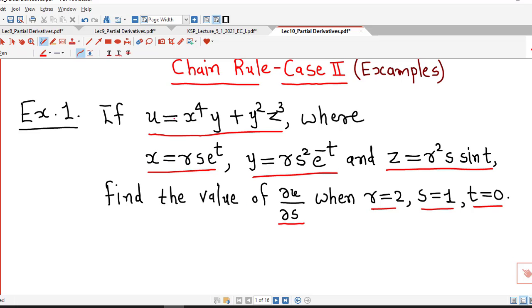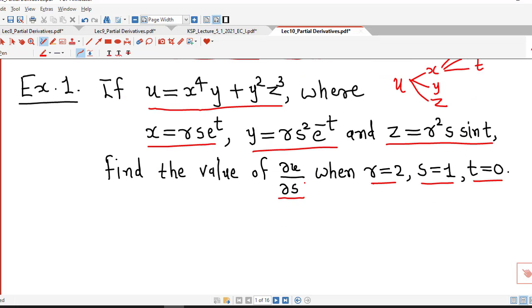So here u is function of x, y, z. U is directly function of x, y, z, and x, y, z all are functions of r, s and t. So u is indirectly function of r, s, t, or we can say that u is composite function of r, s, t. So to find out partial derivative of u with respect to s, we apply chain rule.